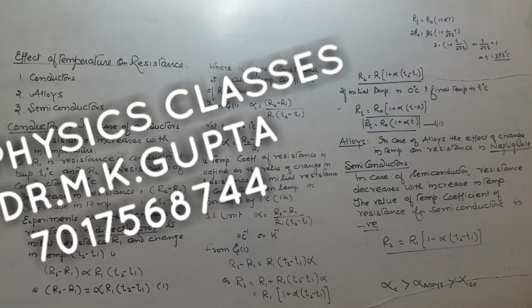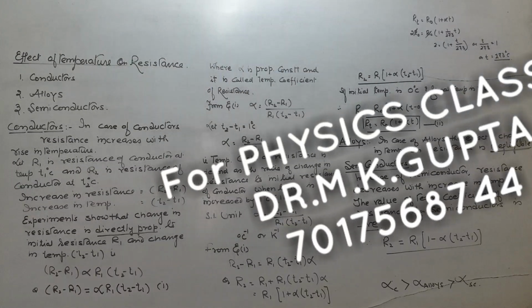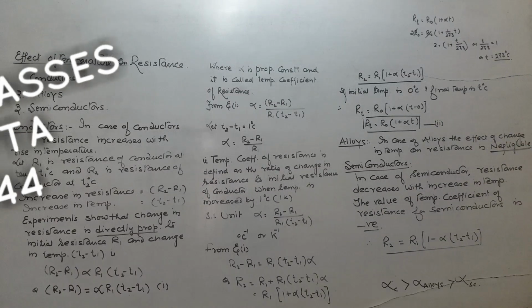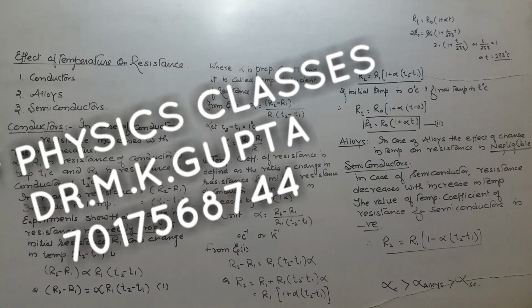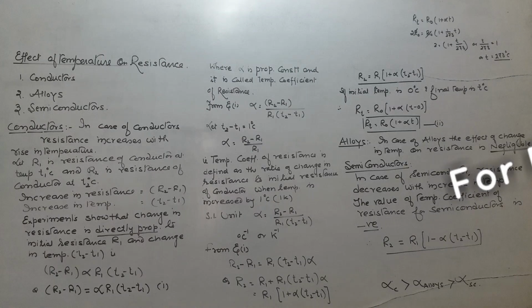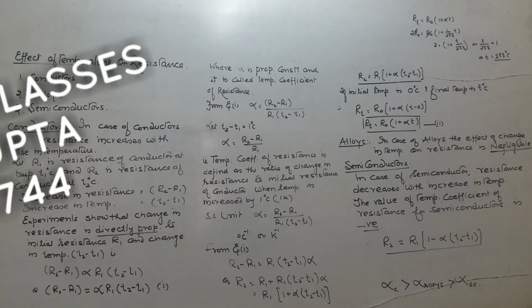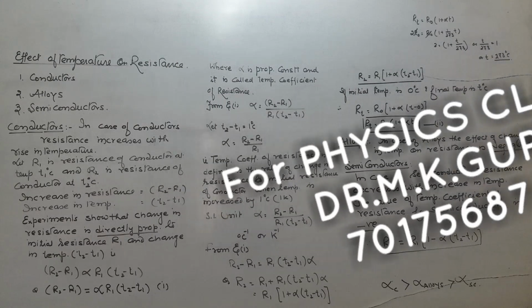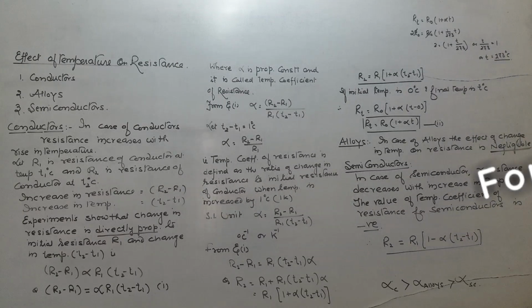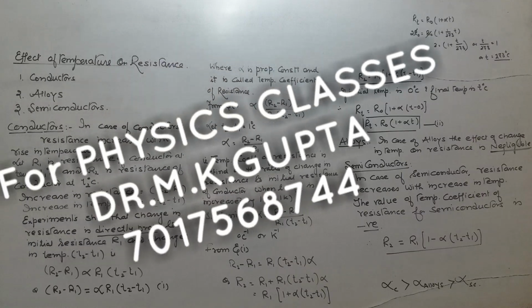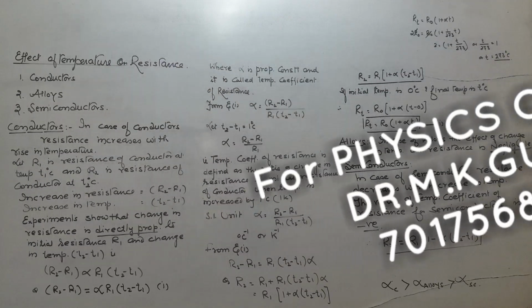Students, in the current topic, we shall study the effect of temperature on resistance. In order to study the effect of temperature on resistance, substances are classified into three categories. Number one, conductors. Number two, alloys. Number three, semiconductors. Number one, conductors. In the case of conductors, resistance increases with a rise in temperature.